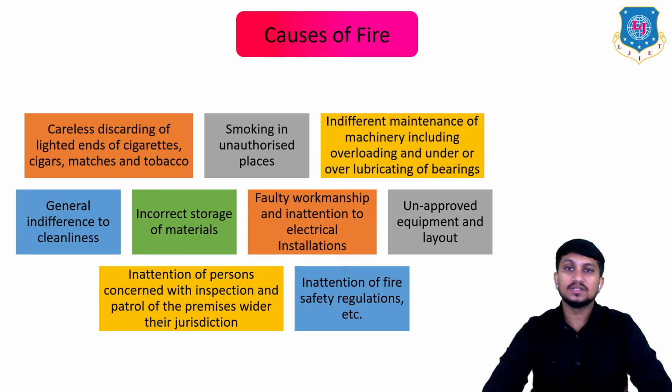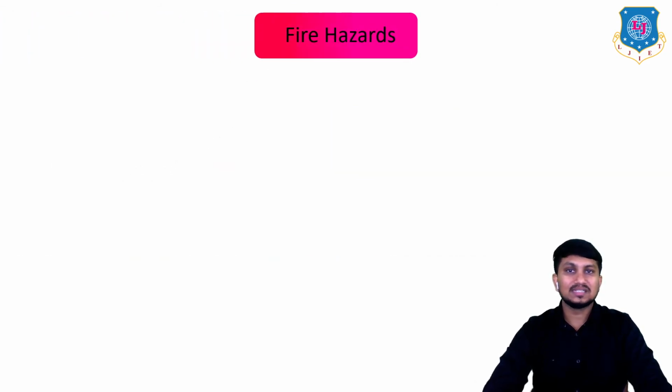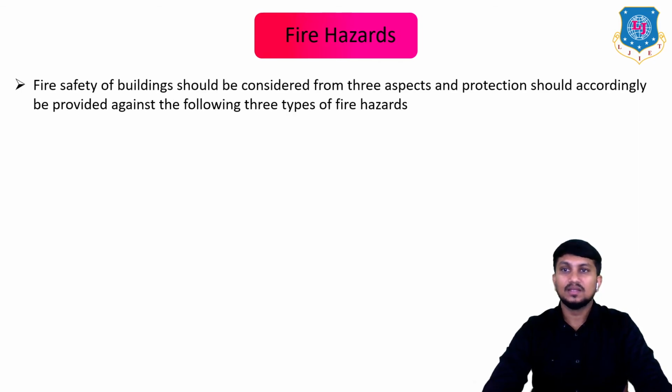So these are the various causes of fire in the building. Because of these reasons, fire occurs in this type of structures. Now let's see what is the meaning of fire hazards. Fire safety of the building should be considered from three aspects, and protection should accordingly be provided against the following three types of fire hazards.